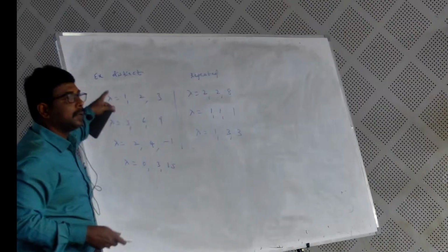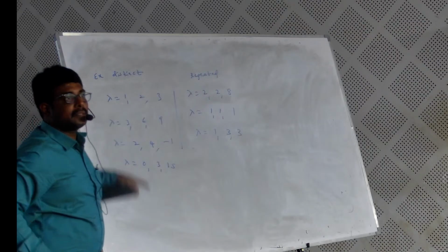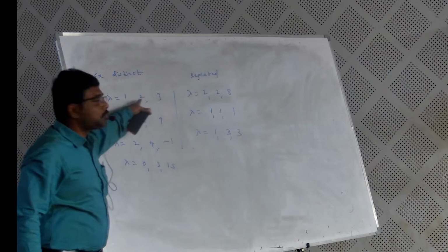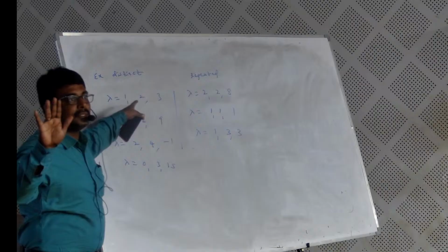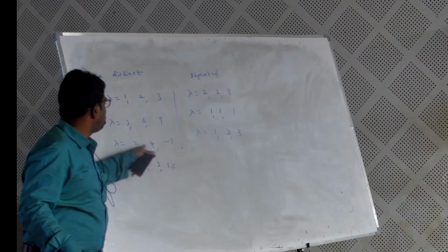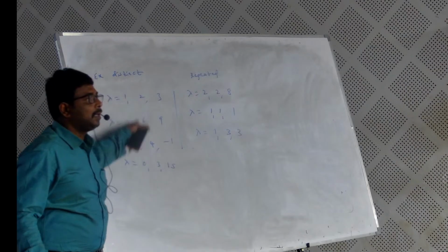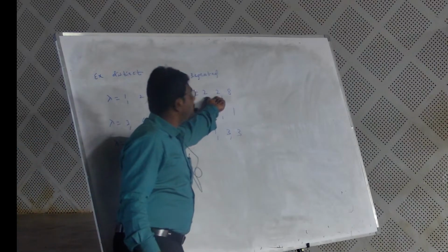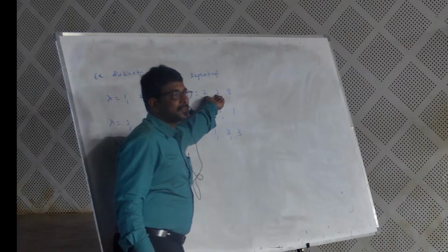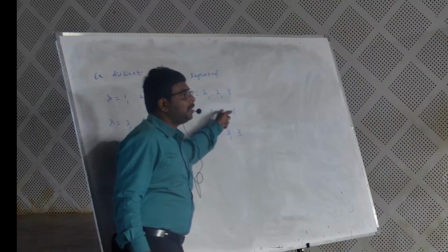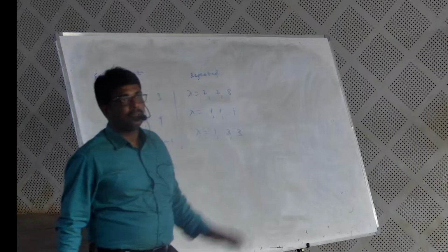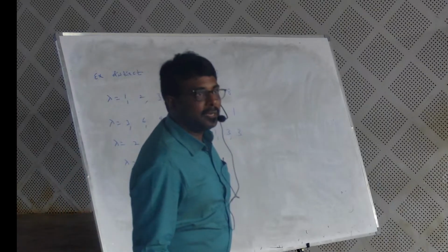On the left side, you are observing which cases? Distinct. 1, 2, 3. All are distinct. 3, 6, 9. 2, 4, minus 1. 0, 3, 15. These are the distinct cases. Suppose the eigenvalues are 2, 2, 8, what is your observation? 2 is twice in the repeated case. Here 1 is repeated 3 times. Here 3 is twice. That is the repeated case. This is a distinct case.